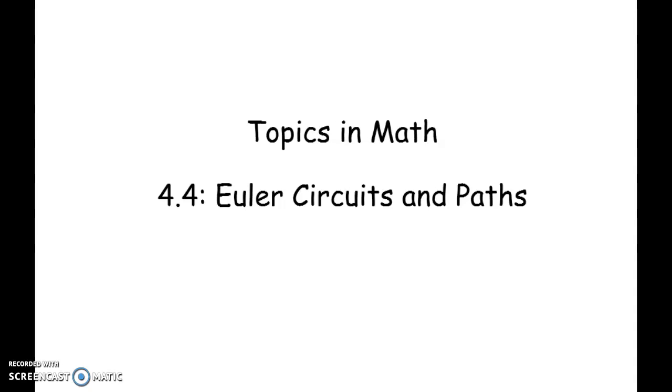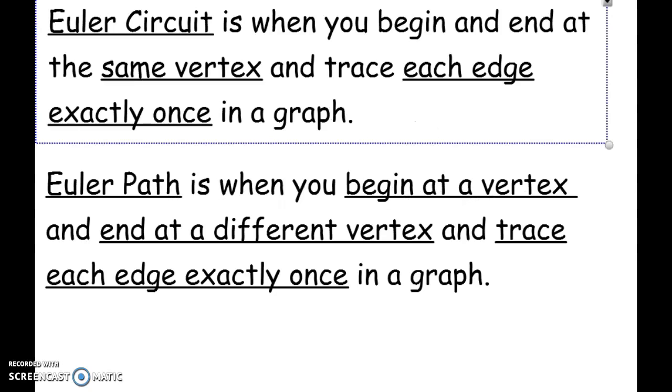Topics in Math 4.4: Euler Circuits and Paths. An Euler circuit is when you begin and end at the same vertex. So we're going to keep working with these graphs. If you can make a graph where it starts and stops at the same spot, that's an Euler circuit, and trace each edge exactly once in the graph.